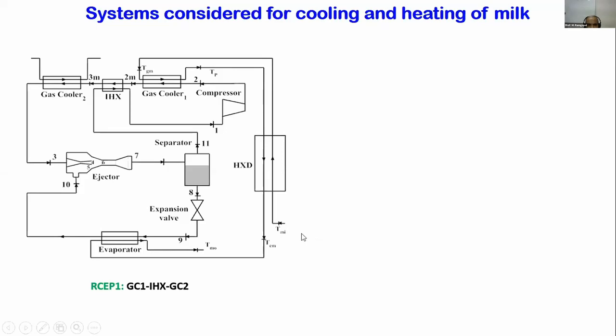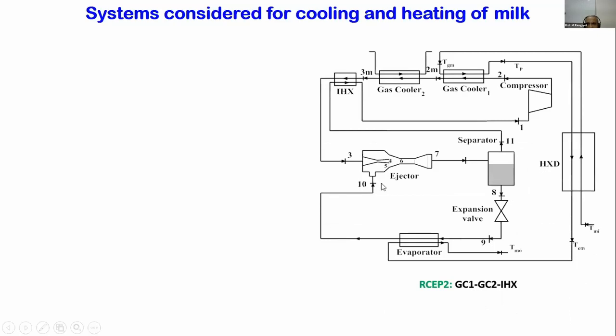If you look at the milk side, the milk is entering at TMI. It passes through the regenerative or intermediate heat exchanger. From here it goes to gas cooler 1, getting heated to 72 degrees. Again, it transfers heat in this heat exchanger. Finally, it passes through the evaporator and comes out at about 4 degrees. So this is one possibility.